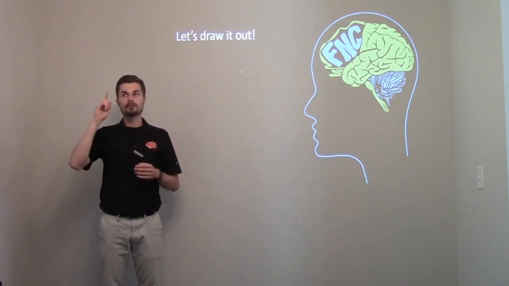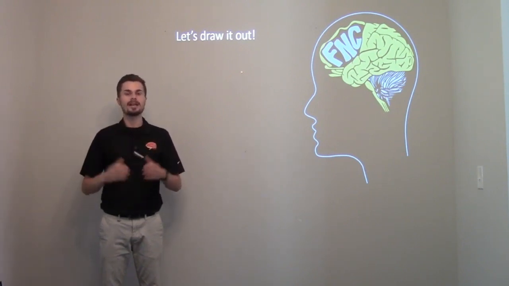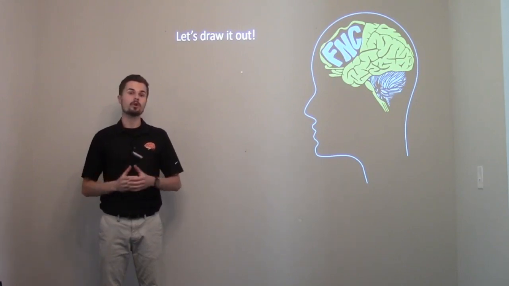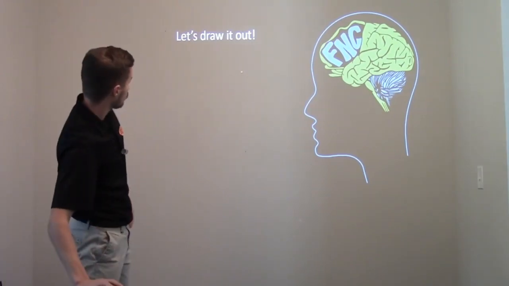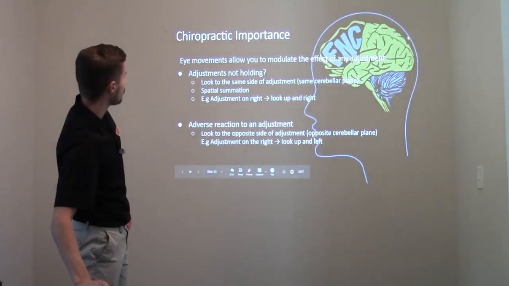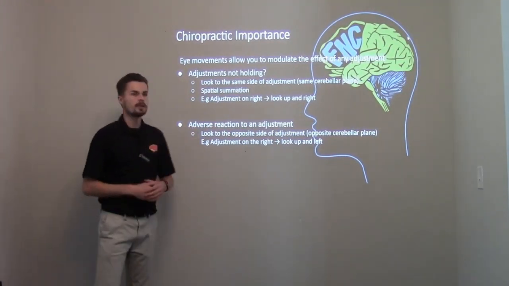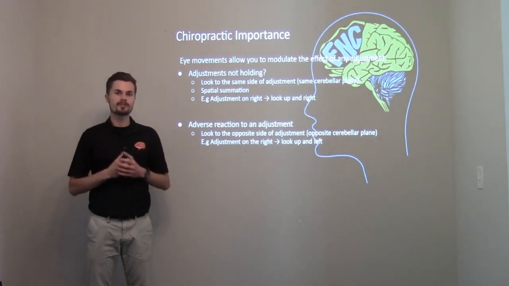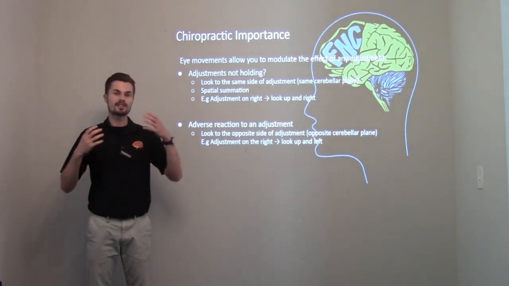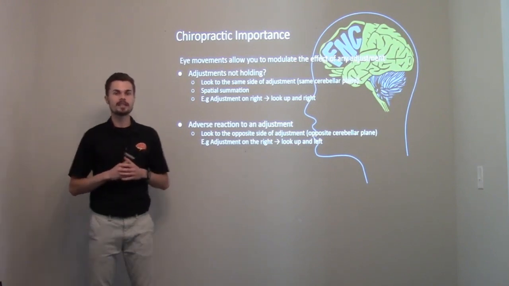So looking up and to the right activates the right cerebellum, and you could adjust the patient on the right side to create that spatial summation and activate those neuronal pools just a little bit more. So it's really clinical, and I hope you're going to use it one day. And the opposite goes as well. If you have an adverse reaction to an adjustment, maybe that stimulation was a little bit too much to that cerebellum or to that proprioceptive system, or in general to the cortex and the brain. So what you could do is counterbalance this activity a little bit more.